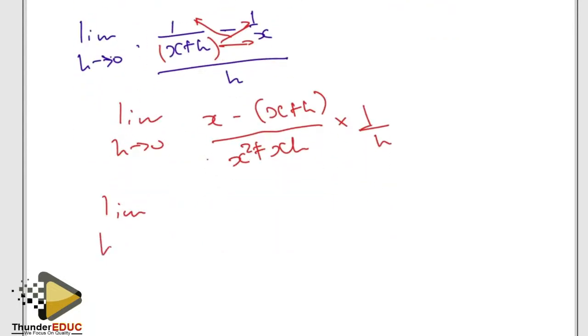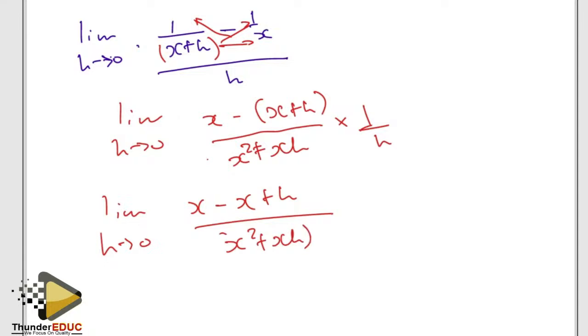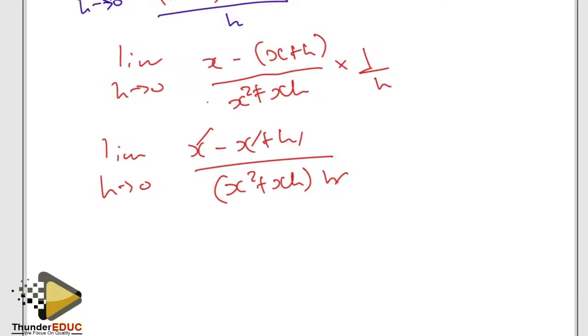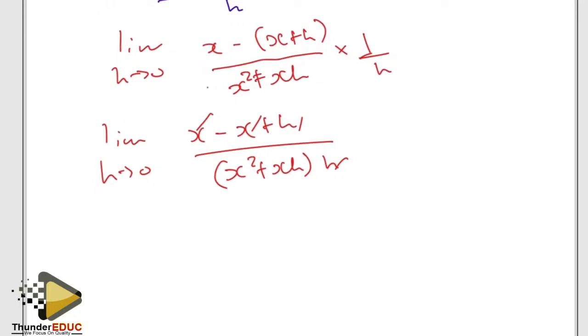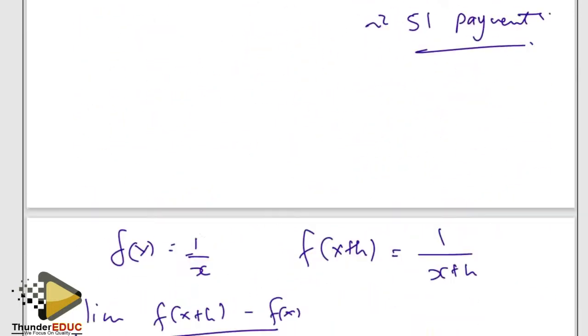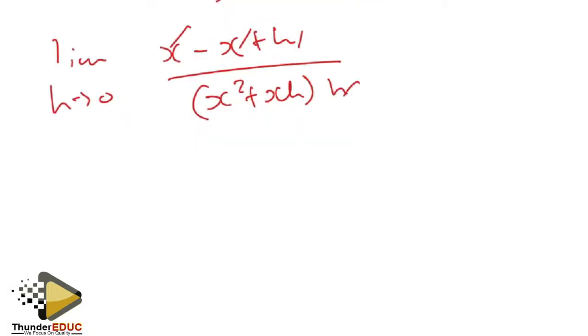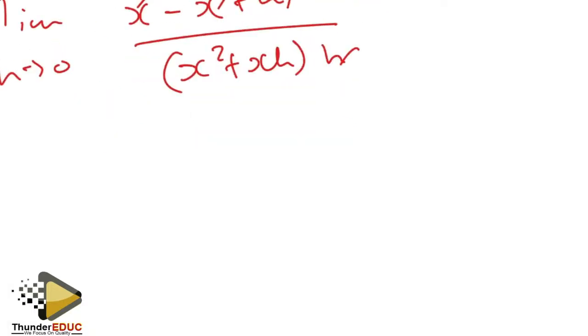So the limit as h tends to 0, that's going to be x minus x plus h over x squared plus xh. I'm not going to multiply through because I'm seeing something cancelling out. So that has cancelled. I'll be left with h alone. So this h can also cancel this h. Okay, we can go step by step, because someone will say, but now, why are you cancelling at the same time? Okay, it's fine.